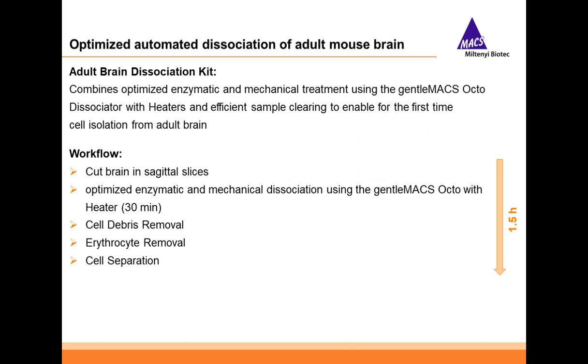I just want to tell you a little bit more about the Adult Brain Dissociation Kit. This kit combines an optimized enzymatic and mechanical treatment. We use the gentleMACS Octo Dissociator with Heaters for the dissociation, and the kit then also includes an efficient sample clearing afterwards. The workflow looks like this. You first cut the brain into sagittal slices, and then the optimized enzymatic and mechanical dissociation is performed using the gentleMACS Octo with Heaters, which takes around 30 minutes. After that, you perform a cell debris removal and erythrocyte removal, and then you go to the cell separation. This takes altogether 1.5 hours.